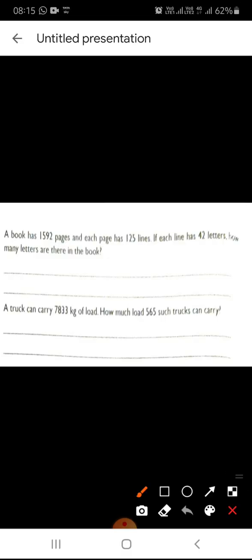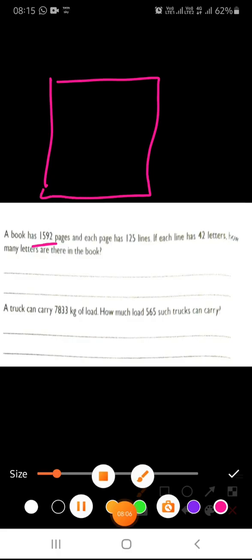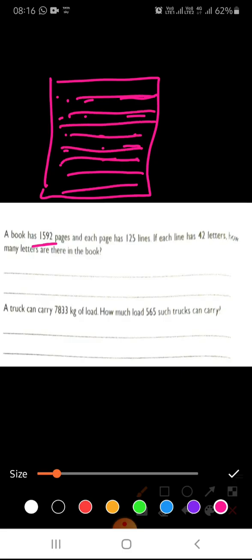Now, a book has 1,592 pages. A book is there, and in a book, page numbers are written. So, in a book, how many pages are there? 1,592 pages are there. Okay, and each page has 125 lines. So, this is a book. This is the page of a book, and in a page, how many lines are there? 125 means one line, two lines. Similarly 125 lines are there in this page.